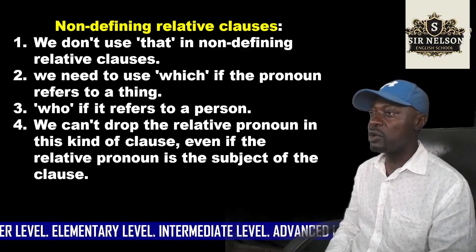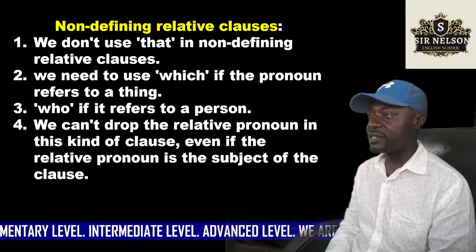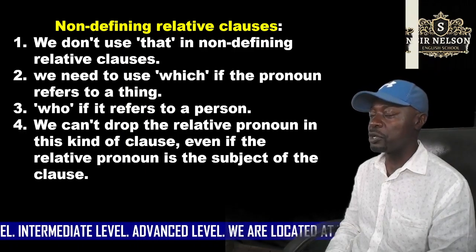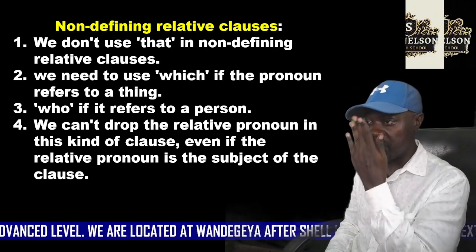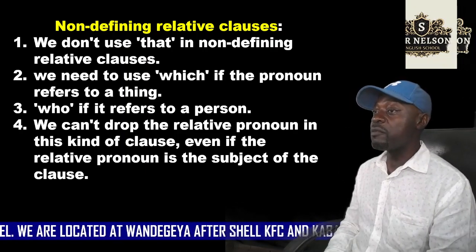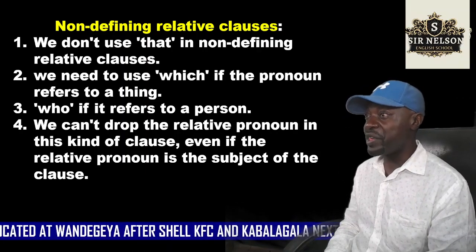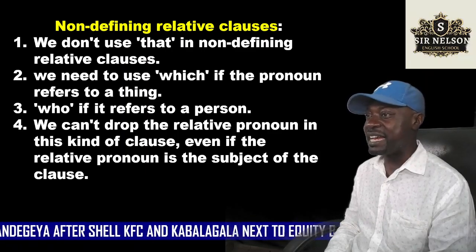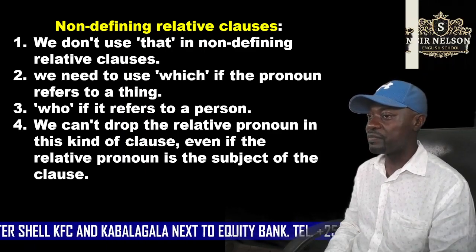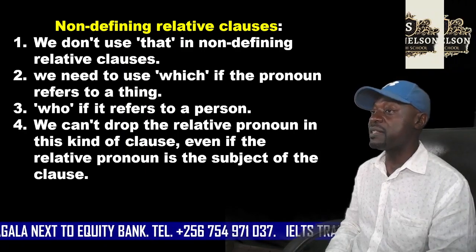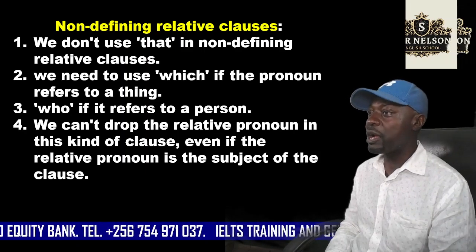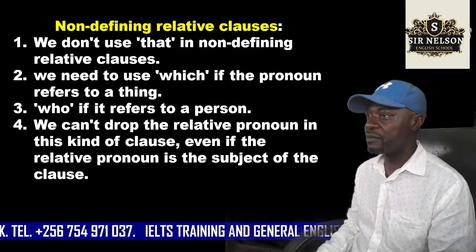Non-defining clauses. We don't use that in non-defining relative clauses. We need to use which if the pronoun refers to a thing, and who for a person. Now, you have to be careful with that, especially in non-defining clauses. We can't drop the relative pronoun in this kind. Here, a comma is needed.